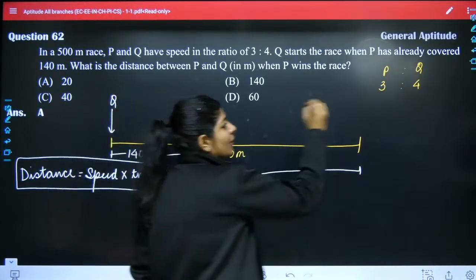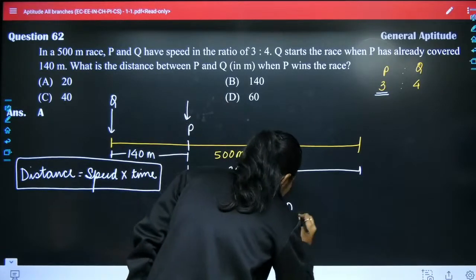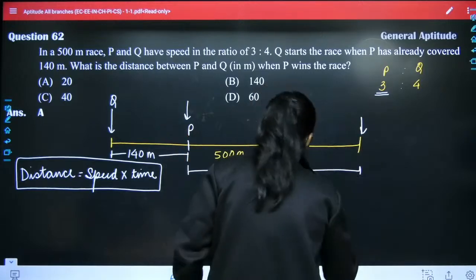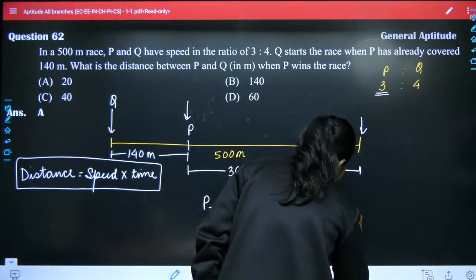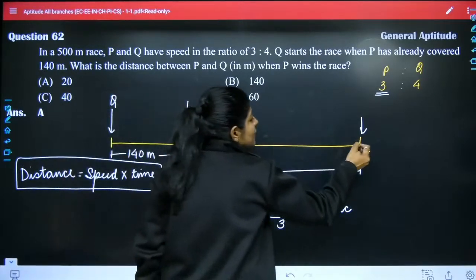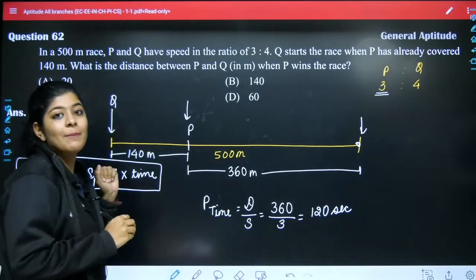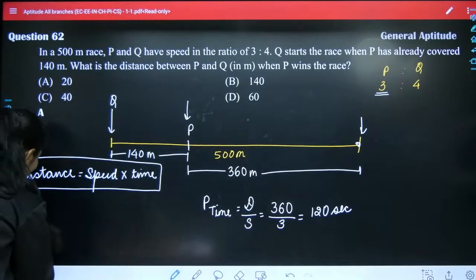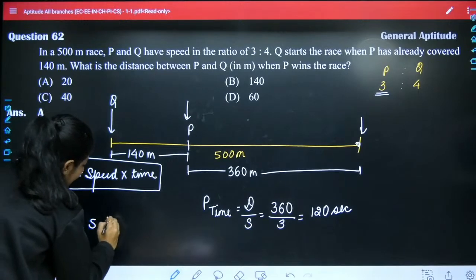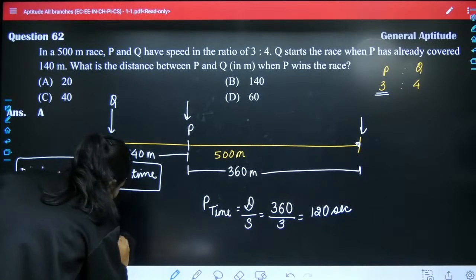Now the speed should be a multiple of 3, so why don't we take it as 3? So we can say that to reach this point, P needs to take 120 seconds, right? In 120 seconds, P will reach this point and finish the race. And in the same time, how much distance is covered by Q? The distance covered by Q in 120 seconds: distance equals speed into time. Speed is a multiple of 4, so we will take it as 4, and the time is 120 seconds.